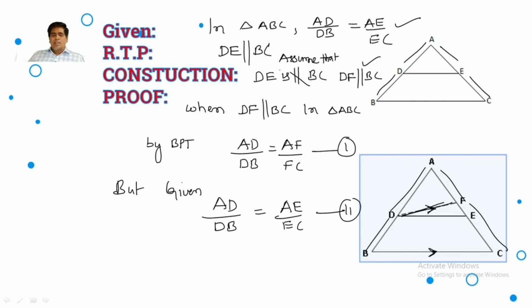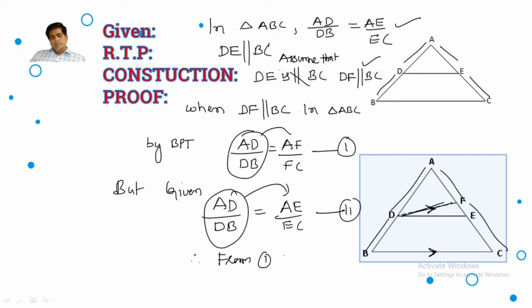What he has given, the AD by DB ratio is equal to the AE by EC ratio. If you look here, AD by DB is equal to this much, and AD by DB is equal to this much. Clearly, from 1 and 2, what can we write? AE by EC is equal to AF by FC, we can write it.